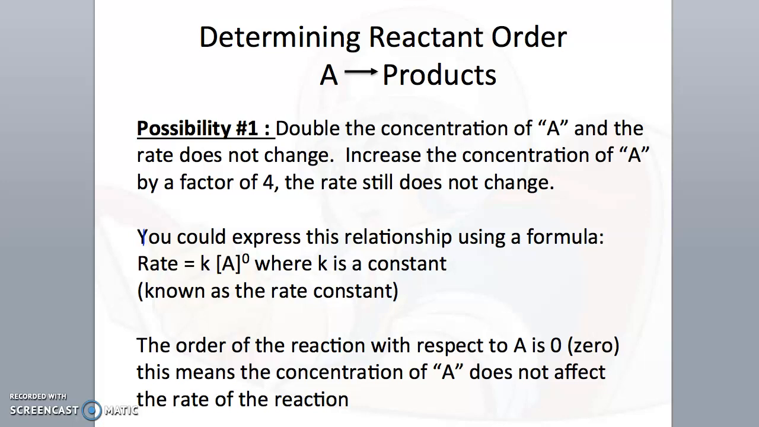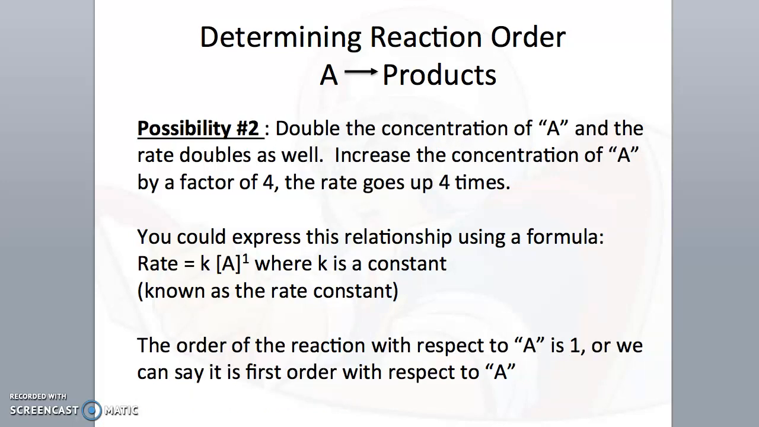If doubling the concentration of reactant A does not change the rate, we say the order of the reaction with respect to A is 0, or 0 order in A. Anything to the power of 0 equals 1, so our rate law would simply be rate equals k.